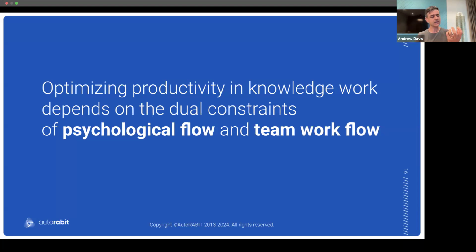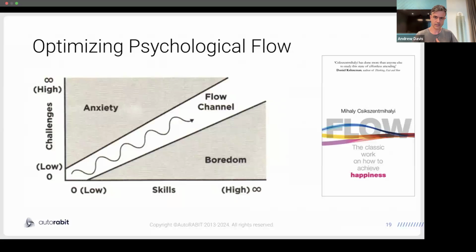And so psychological flow is a state. I'll describe this state of psychological flow here, and I'll come back to some of those slides. But this idea was popularized by a psychologist in the 80s, Mihaly Csikszentmihalyi, in a book called Flow, that the state of psychological flow is where you're operating in this sweet spot where the challenges that you're dealing with are reasonably well matched to your skill level.